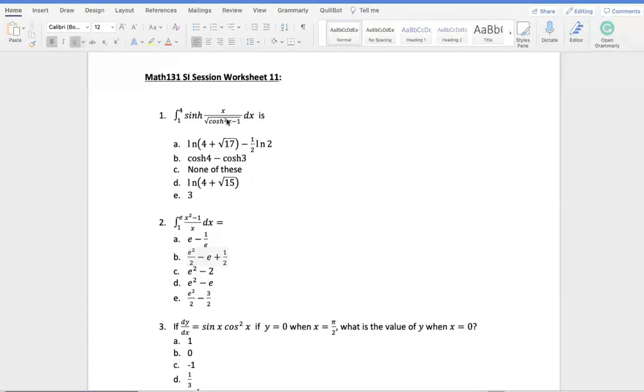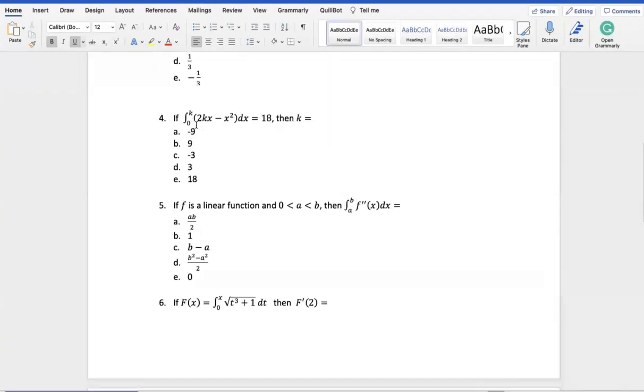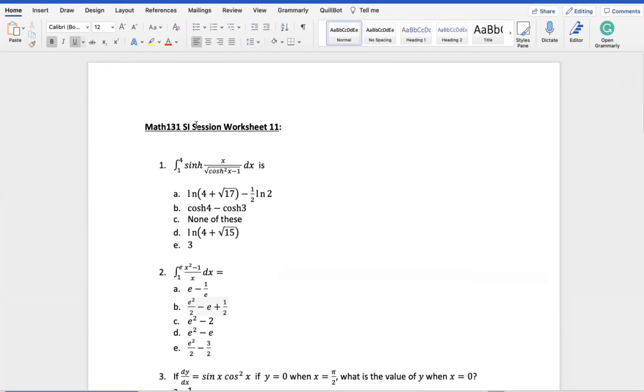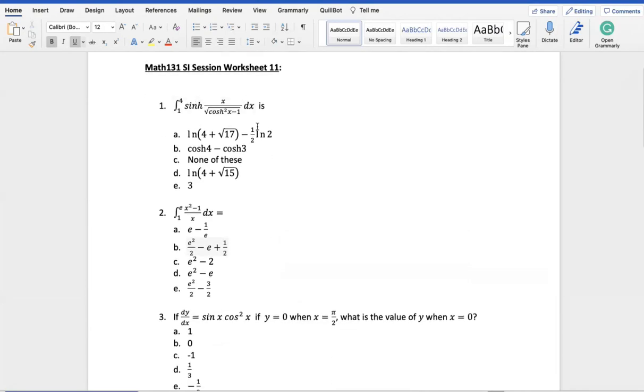Tackling worksheet 11. We'll be looking at integration mainly. So you are free to follow along as we go through these problems.